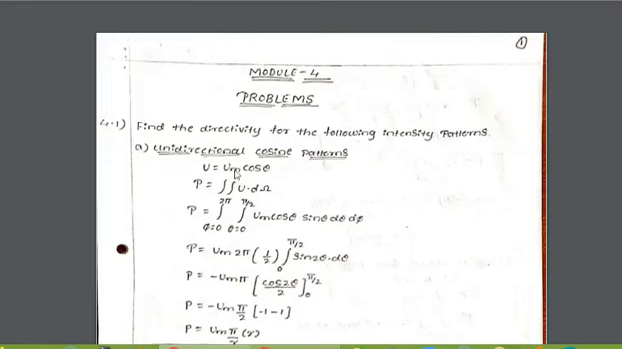Um will be there as usual, cos theta as usual. You know the solid angle: the solid angle is nothing but sine theta d theta d phi. That's what has been written here.